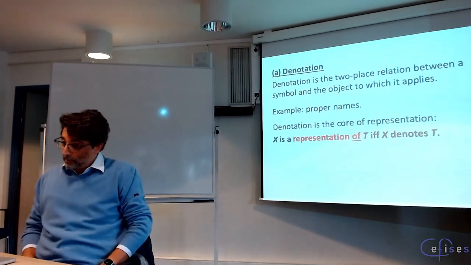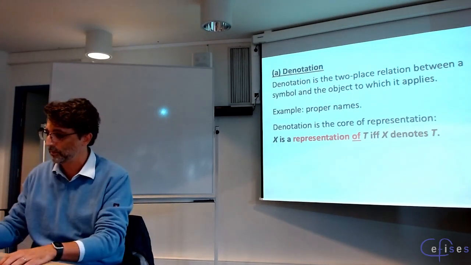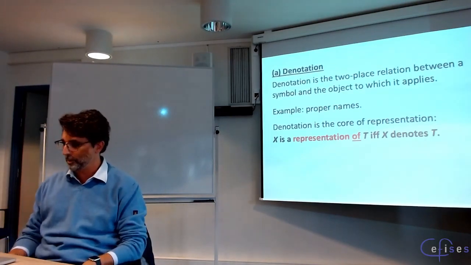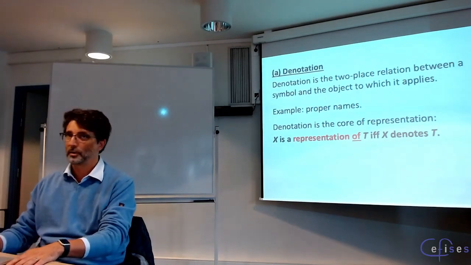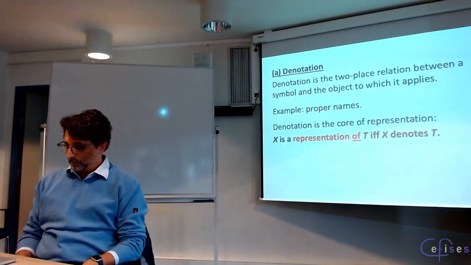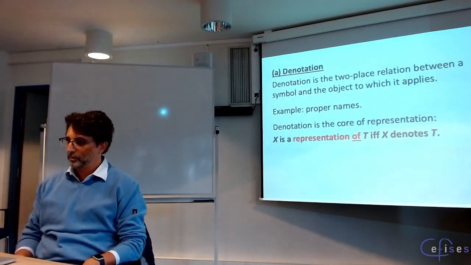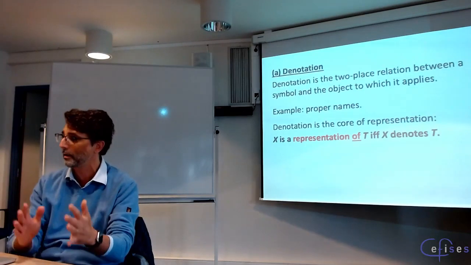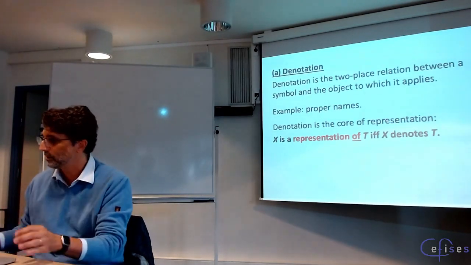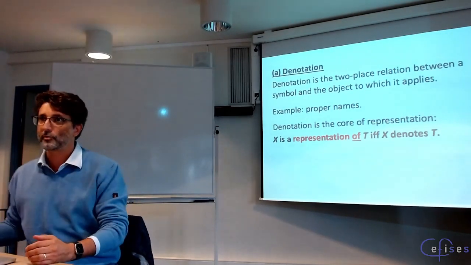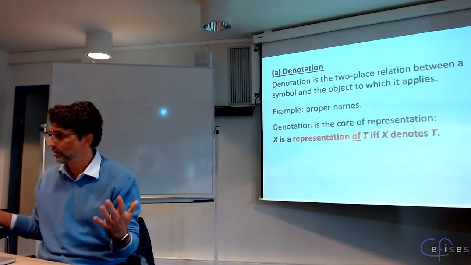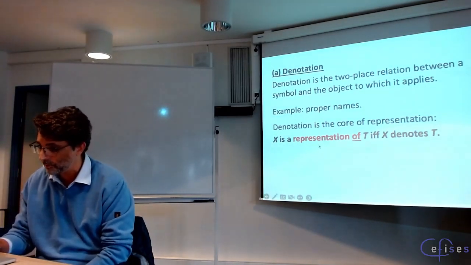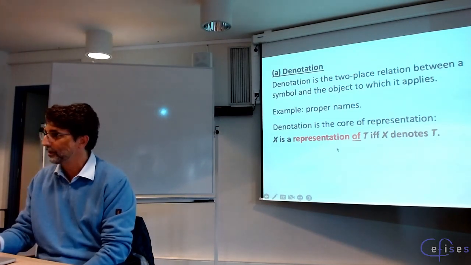Now, denotation is the two-place relation between a symbol and the object to which the symbol applies. I mean, you're all familiar with that. The paradigmatic example here is proper names. So, for instance, the name Louvain-la-Neuve refers to this town here. And the crucial point here is that denotation is the core of representation. So the representation is about the target system, and the aboutness of the representation is given to us by the representation denoting the target system. And Goodman and Elgin say that X is a representation of T if and only if X denotes T.